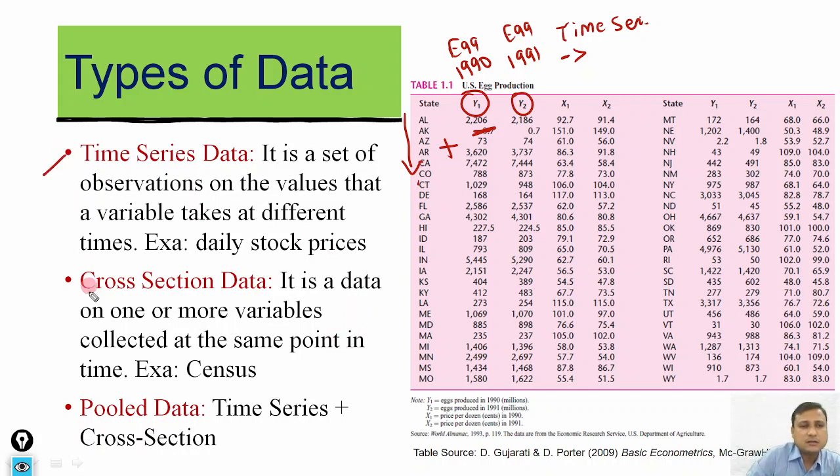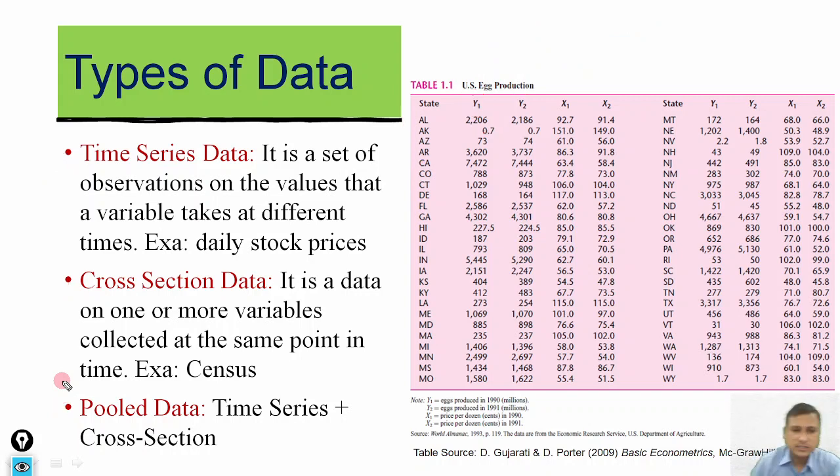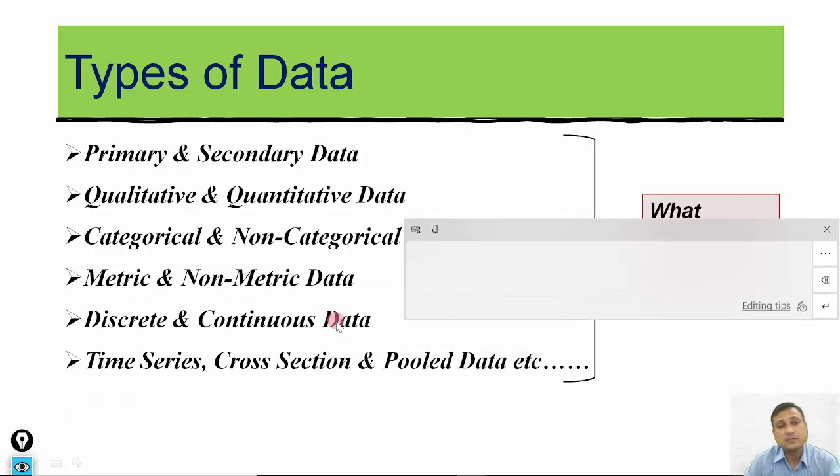All these three types of data are more or less associated, or they are actually involved in the subject econometrics. Econometrics is one of the advanced parts of statistics or the subject economics. Fine. So time series data, cross section data, and pooled data are also types of data. Now let me take you to the further slides.